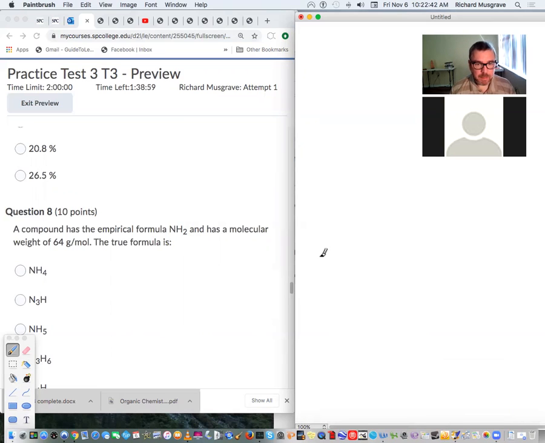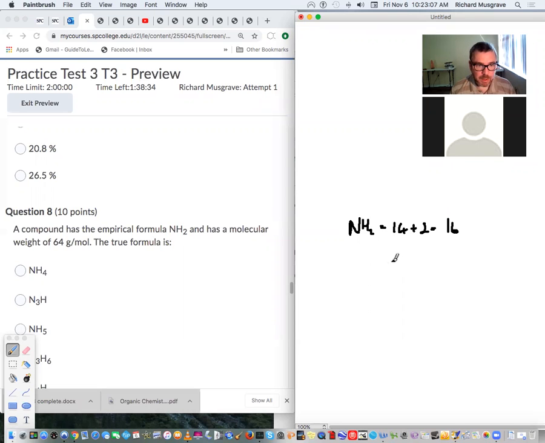The next one is about true formulas. And the idea here is we've got NH2, that's the empirical formula. So what I need to do is figure out the empirical weight of that. And the empirical weight is going to be 14 plus 2, which is 16. 14 for the N, and then 1 for each of the hydrogens.